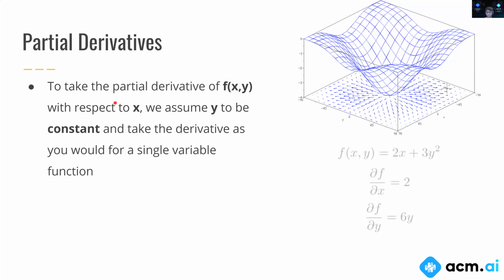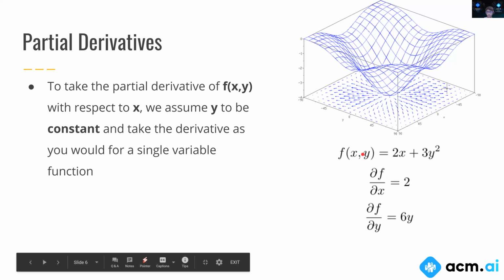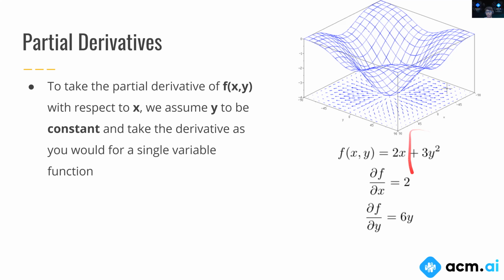So let's explain this through an example. If we have a function f of x comma y that's equal to 2x plus 3y squared, let's say I want to calculate the partial with respect to x. The way I do that is by saying y is just some constant, right? It doesn't change at all. And what's the derivative of a constant? Well, it's just 0. So that term pretty much just disappears. And then we can just take the derivative of 2x with respect to x, and we end up getting this 2.